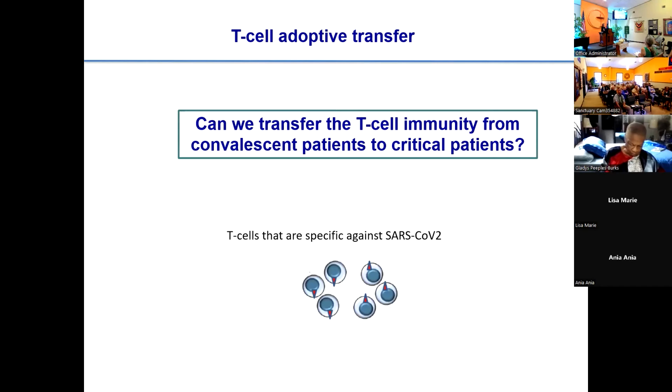But can we use the T cell response that actually recognizes these infected cells, from convalescent patients or patients that already had the infection and have elicited an immune response, to treat critical patients? The goal here would be to use these T cells that specifically recognize the virus once a person has the infection, to extract those cells and use them as a treatment.